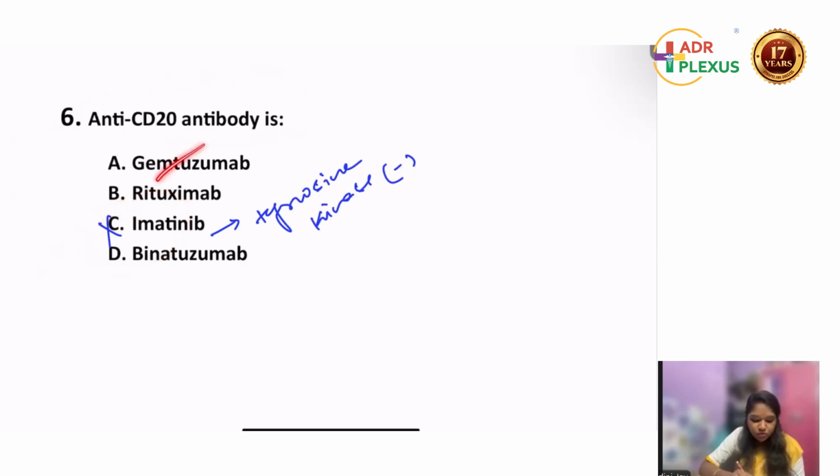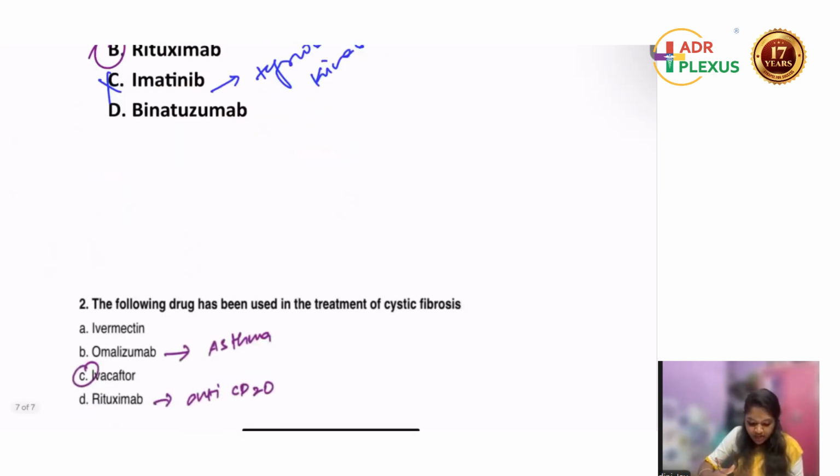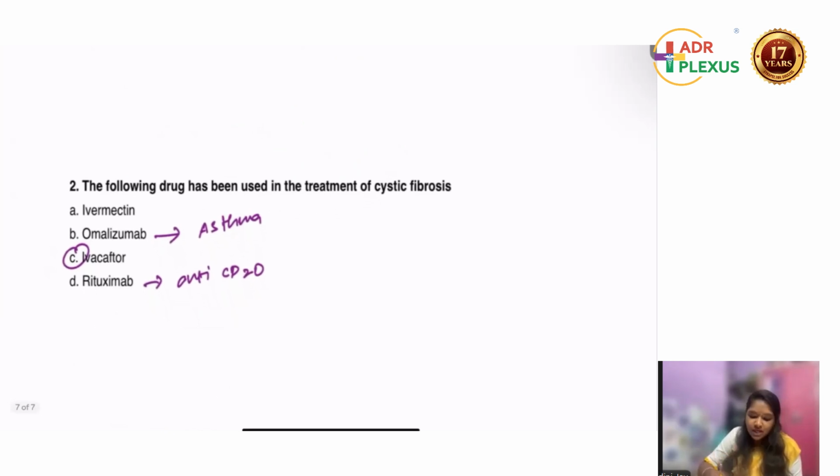What about gemtuzumab, rituximab, and binatuzumab? Gemtuzumab is actually anti-CD33. Binatuzumab, there's nothing called binatuzumab. There is something called obinutuzumab. It's not binatuzumab, obinutuzumab itself, which is CD20, but the spelling is not correct here. So among this, which is the answer? The answer is actually rituximab. So where did we discuss this? This is where we discussed. This was one of the questions we discussed in our MRB class.